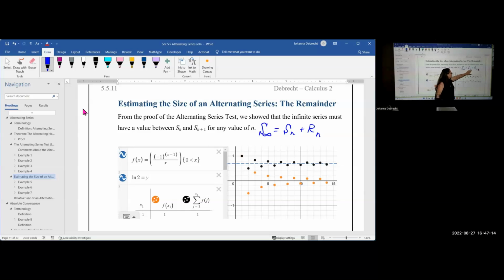So if I use the first n terms to approximate the infinite series, I'm not using the ones from n plus 1 on out, and all of those will give me the value R sub n. And these two added together must give me the true value if it converges, right?